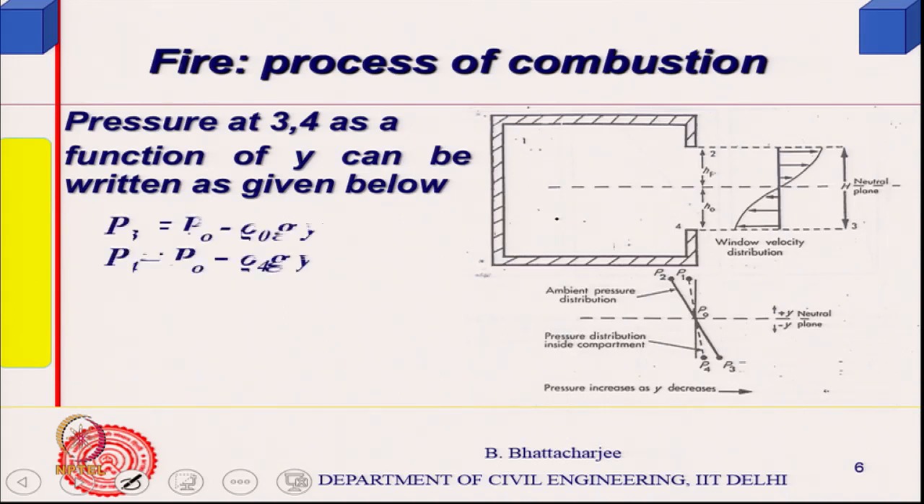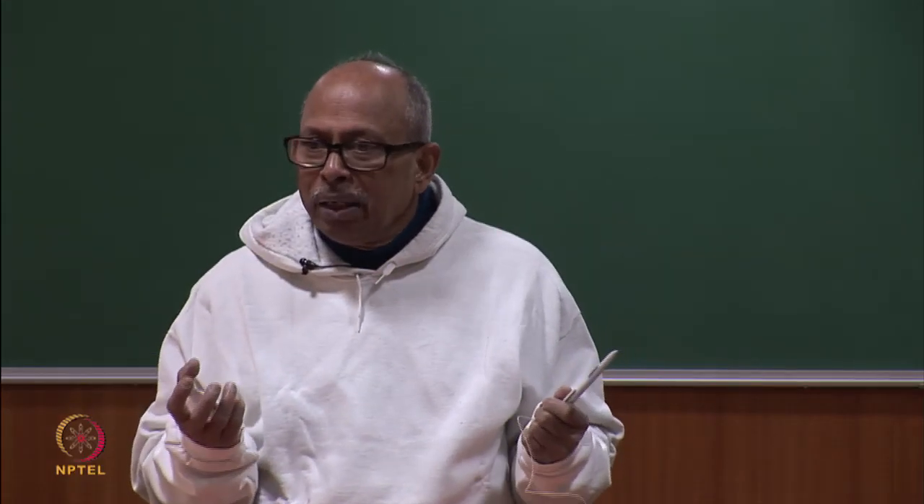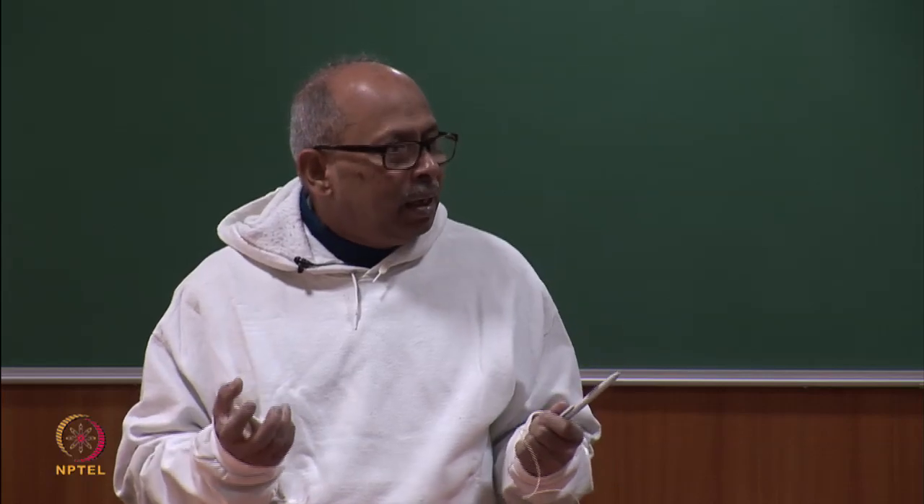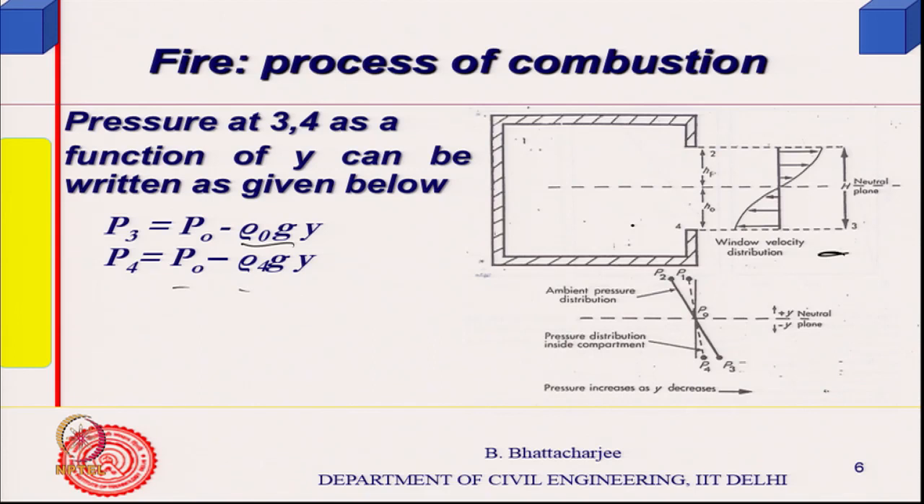Now, at 3 and 4 again it would be P3 = P0 minus rho 0 g y and P4 = P0 minus rho 4 g y. Now, rho 4 would be again less, because we said that nearly constant temperature prevails in the room. So, the temperature of the gases inside will be higher, so their densities are lower. So, rho 4 is less than rho 0.